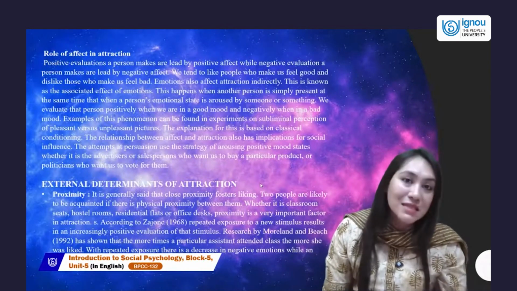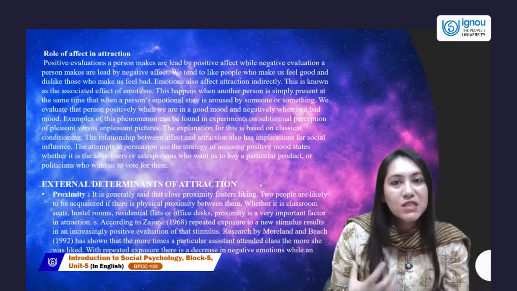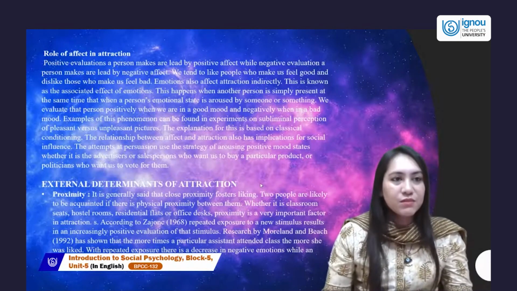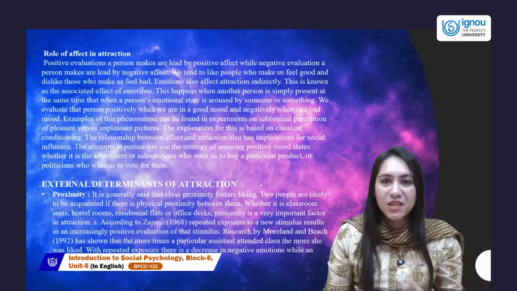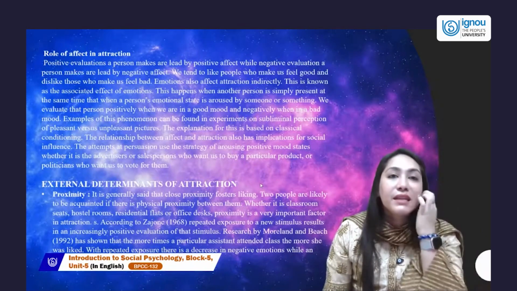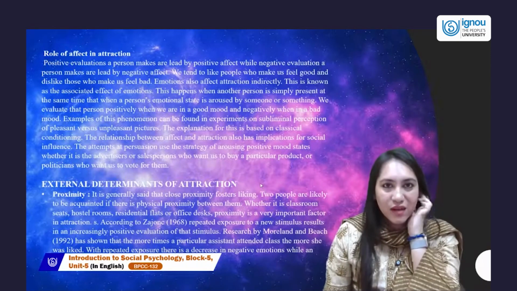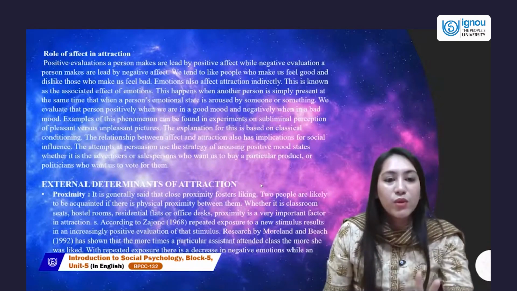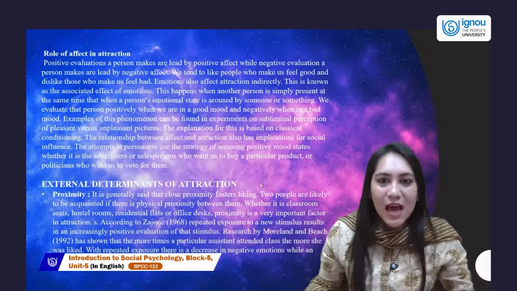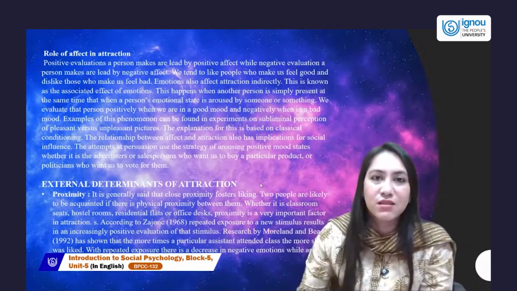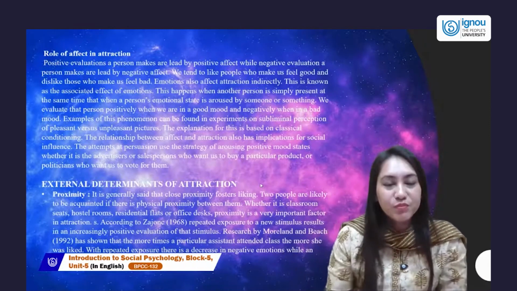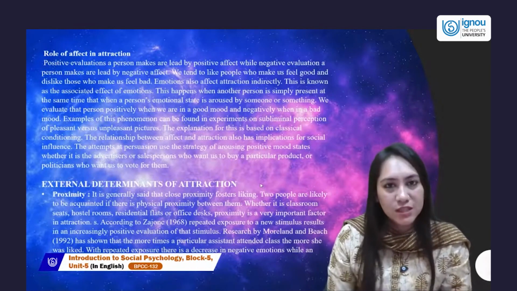Let's move to some external determinants. When we speak about external determinants, affect is inside, emotion is inside, situations make changes inside. The innate need for attraction, which was affiliation, is again inside. Now we come to something which is outside us: how those features present outside us lead us to get together, lead us to bond together. So let's come to the first one, which is called proximity.